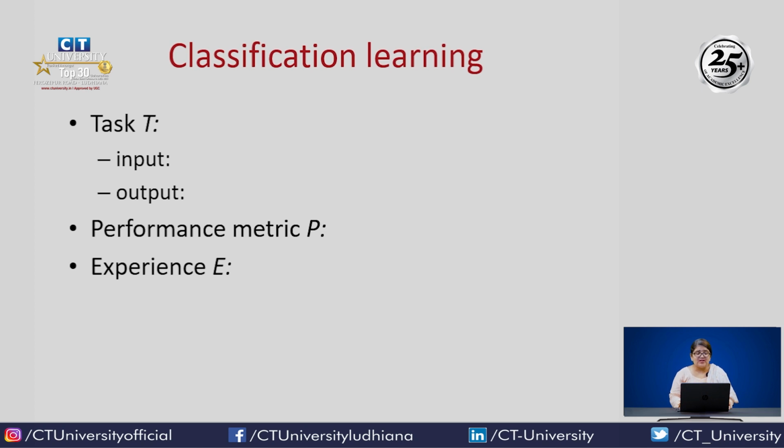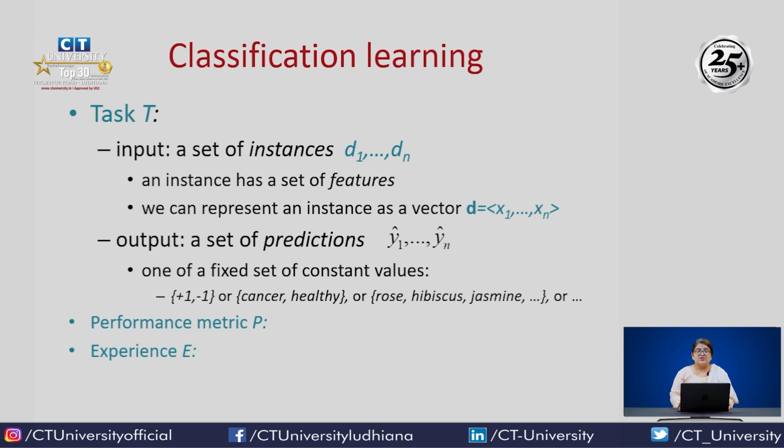Now in classification learning, we have the task T, input and output. The second is the performance metric P, and then the experience E. So in classification learning, the task T has as input a set of instances D1, D2, D3 up to Dn. Each instance has a set of features. We can represent an instance as a vector D = (x1, x2, up to xn).